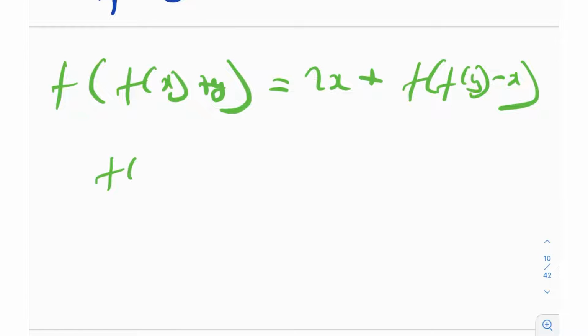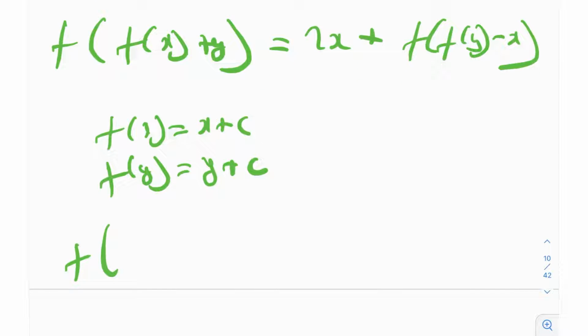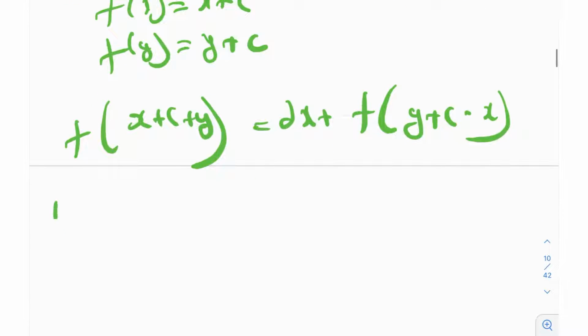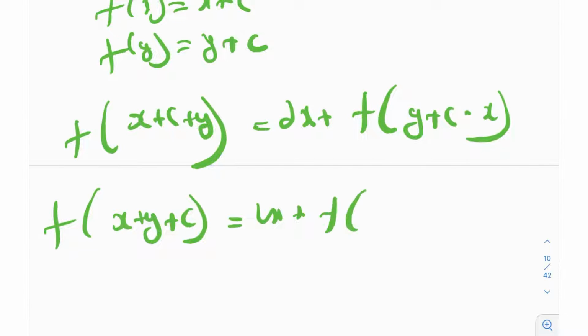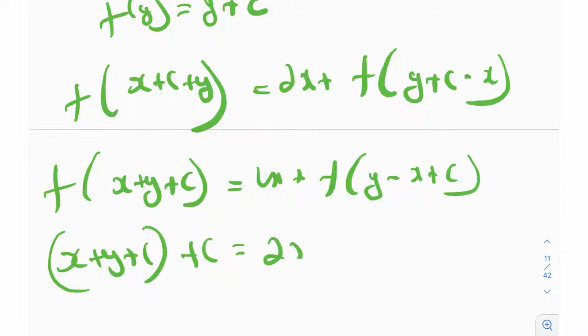Great. So I just plug in f of x equal to x plus c over here. So f of y becomes y plus c. So here we'll get f of x is x plus c, plus y, is equal to 2x plus f of y is y plus c, minus x. Great. So this just becomes x plus y plus c is equal to 2x plus y minus x plus c.